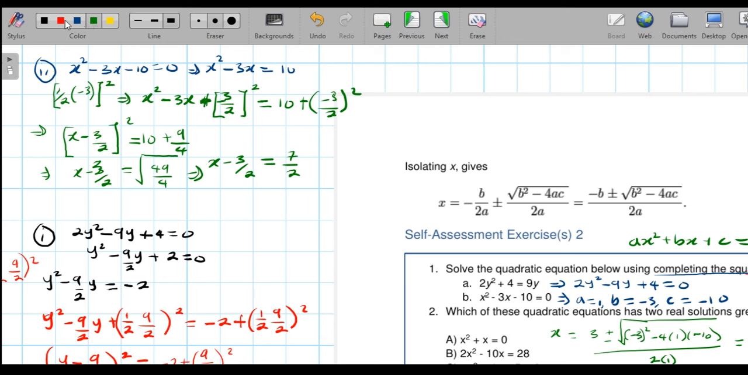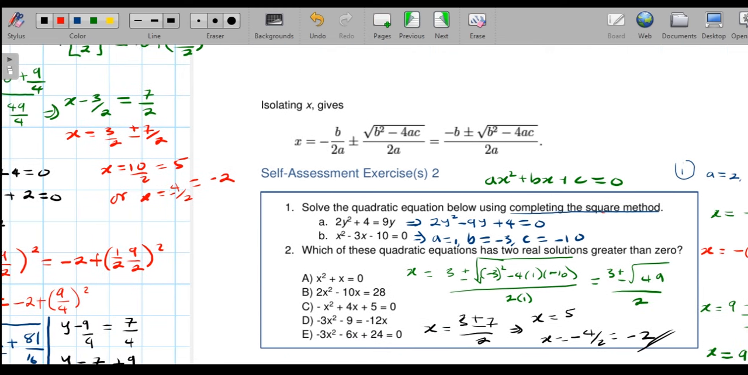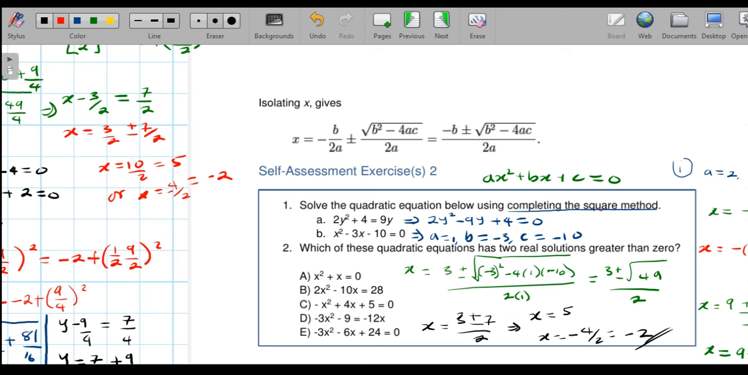So that means x is going to be equal to 3 over 2 plus or minus 7 over 2, which means x is going to be equal to either 3 plus 7, which is 10 over 2, which is equal to 5, or x is going to be equal to 3 minus 7, which is minus 4 over 2, which is equal to minus 2. Perfect. So let's also compare these answers to what we have when we use the quadratic formula. We have the same. Look at this, 5 and minus 2, we have the same answers.